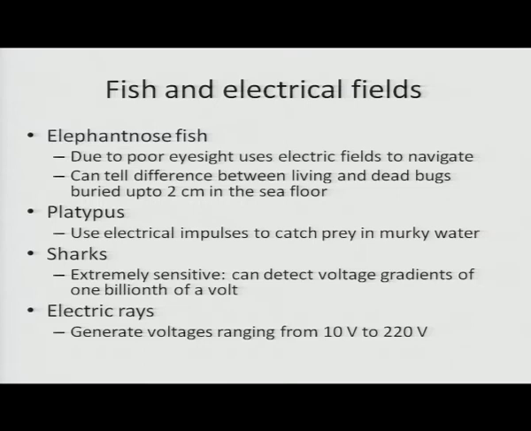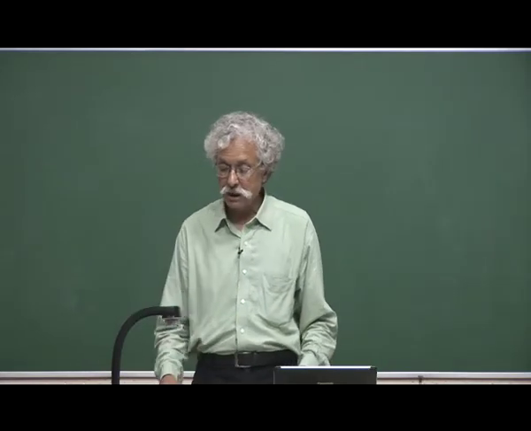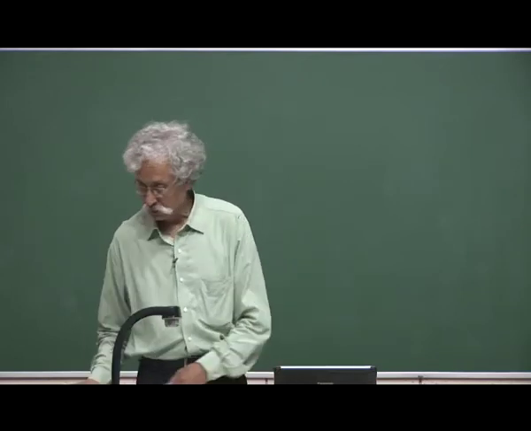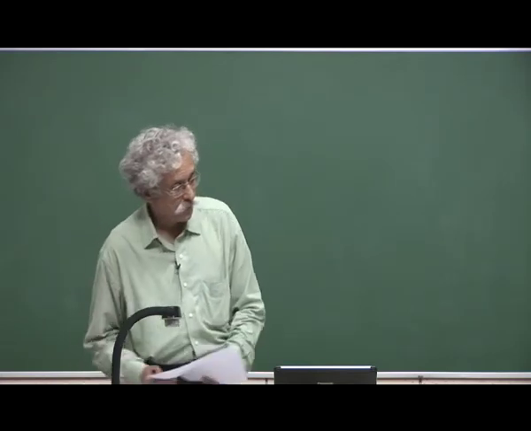There are other animals like the elephant nose fish, which uses electric fields to navigate in murky waters. Sharks are extremely sensitive to electric fields, so much that they can detect voltage gradients of 1 billionth of a volt, and of course, electric rays, which also generate voltages ranging from a few volts to 220 volts. So, these are effects that we find in biological systems, which are able to use electrostatics for their applications. We as humans do not seem to possess real sensitivity towards these electric fields and magnetic fields.